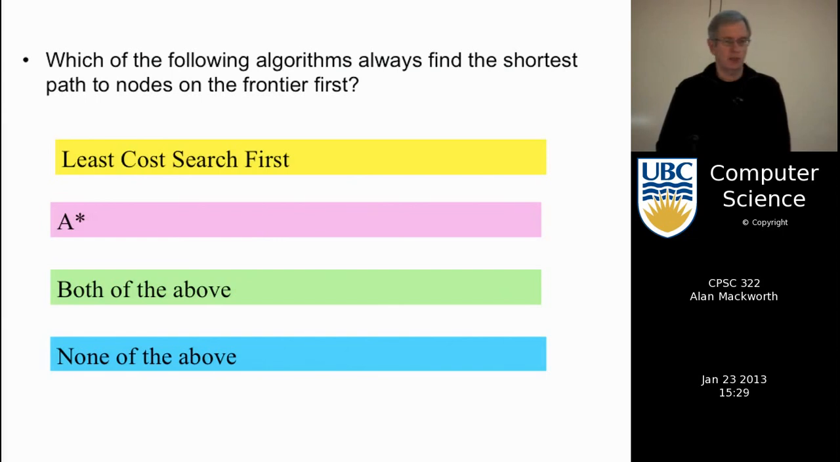Okay, I'm seeing some yellow, some red, some green, some blue. Pretty well. It would be useful to have clickers here to see what the actual distribution is.